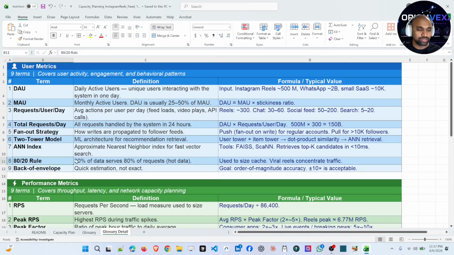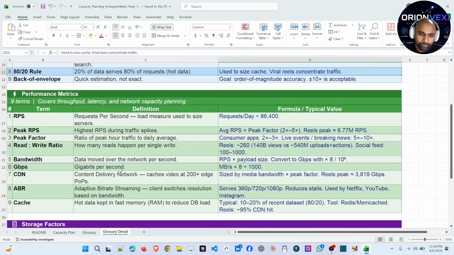Next, we use the 80-20 rule. That means that 20% of the data serves 80% of the requests. This is used to size the cache requirement. For example, viral reels concentrate traffic. Back of envelope means it's a quick estimation, not the exact one. The goal is order of magnitude, where plus or minus 10 to the power of 10 is the acceptable value.